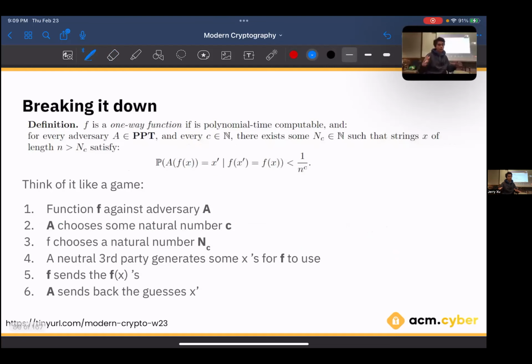the way cryptographers like to think of these kinds of things is as a game, right? So you have two players. On the left-hand side, you have your function f, which is trying to be a one-way function. And on the right-hand side, you have your adversary A, which is trying to invert f, right? So A is going to say, okay, if I pick this natural number c, I think that I can invert you with probability at least 1 over n to the c for all natural numbers n, at least at some certain bound.